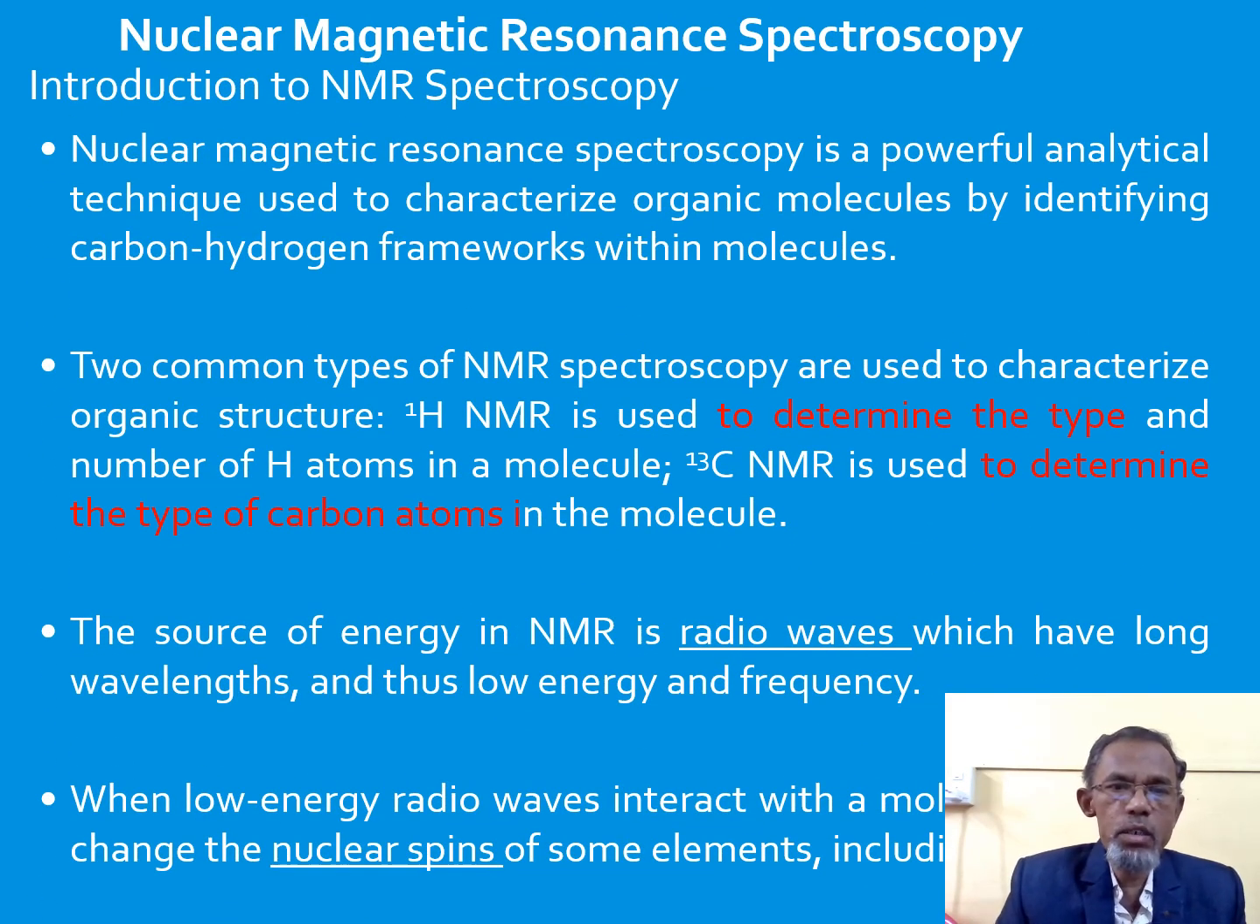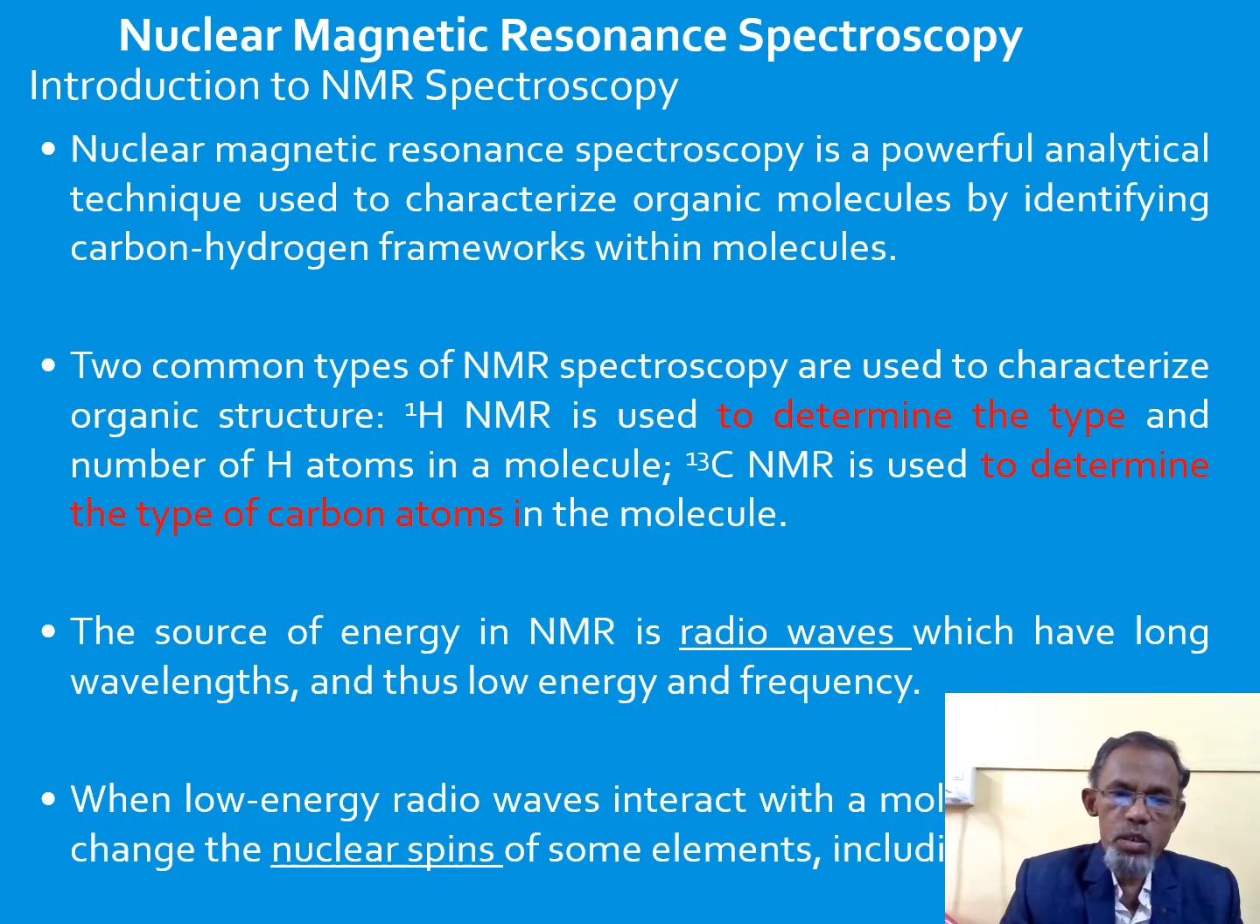As a part of an introduction, nuclear magnetic resonance spectroscopy is a powerful analytical technique used to characterize organic molecules by identifying the carbon-hydrogen frameworks within the molecule. Two common types of nuclear magnetic resonance spectroscopies are used to characterize organic structures. One among them is proton NMR. The second one is the carbon-13 NMR. Proton NMR is used to determine the type and the number of the protons in a molecule, whereas C13 NMR is used to determine the type of carbon atoms present in the molecule.